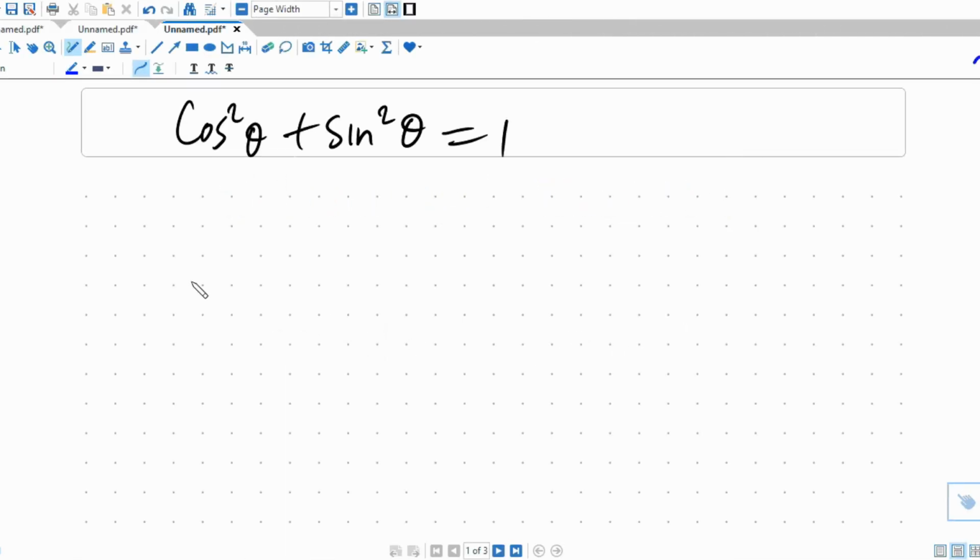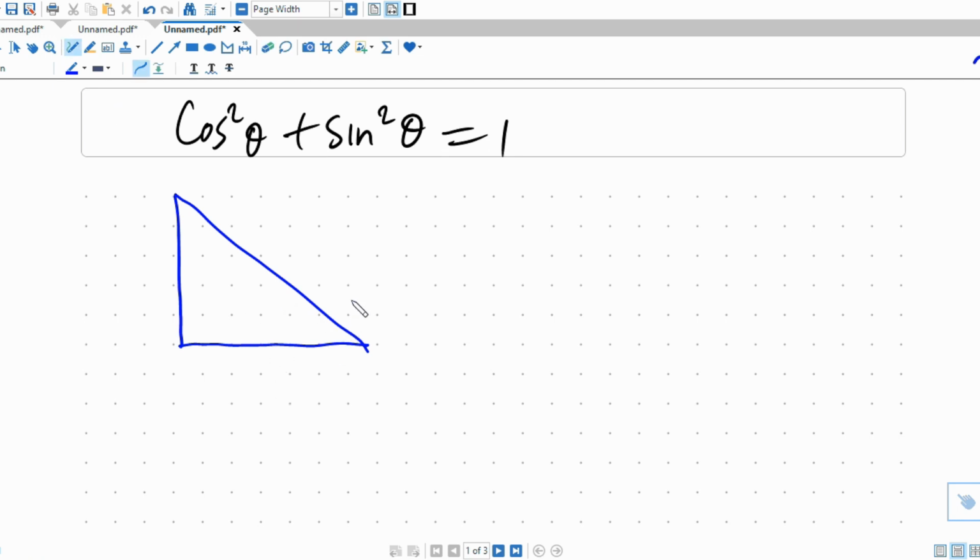Now, what you didn't know about the trigonometric identity is how you come about this identity. First of all, let's remember the Pythagoras theorem. Now, the Pythagoras theorem is derived from the right-angled triangle, like the one shown here.